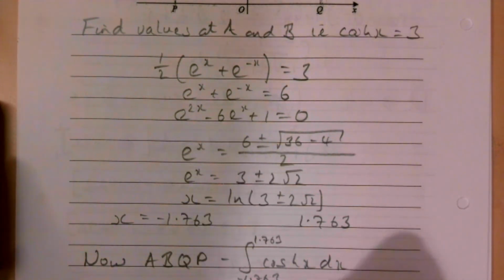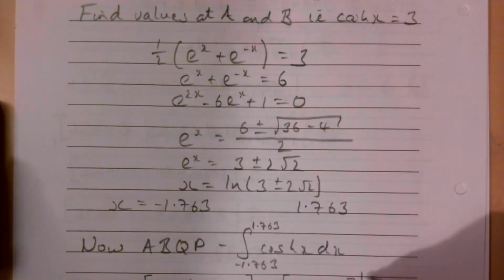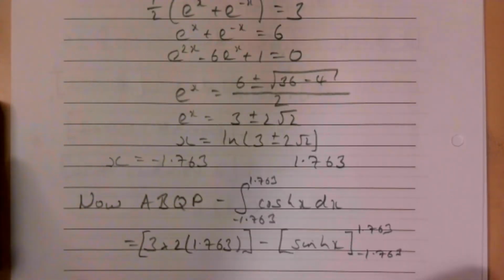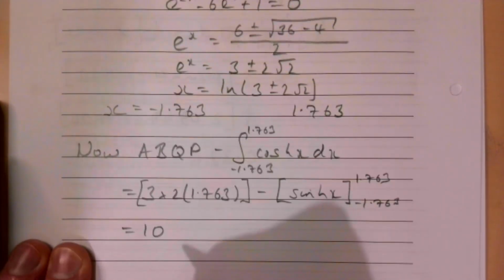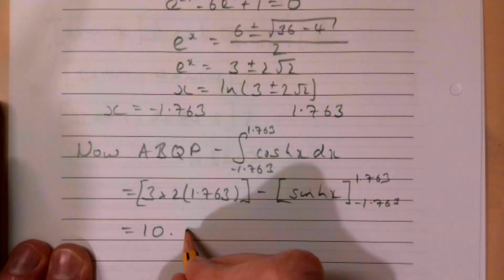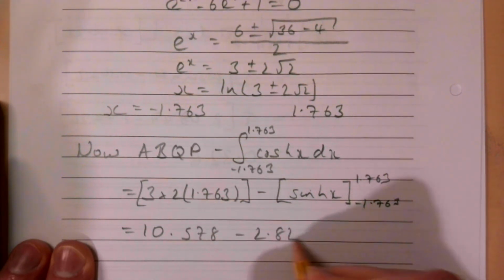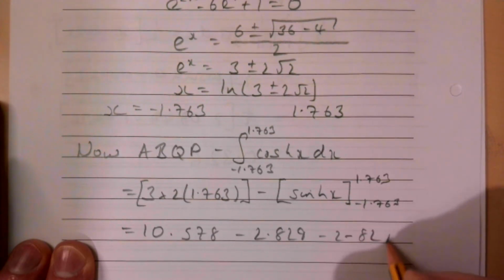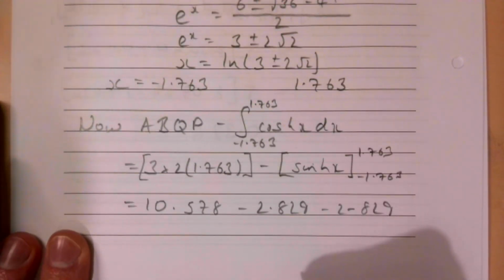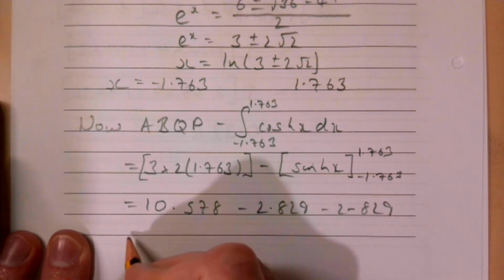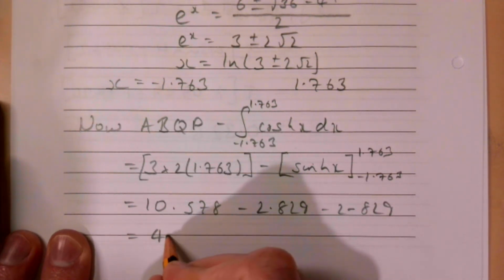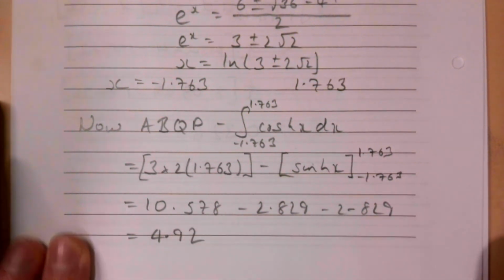Take away, what do you get if you integrate cosh? Of course you get sinh. 1.763 minus minus 1.763. That then gives me 10.578 minus 2.829 minus 2.829. Maybe put that part into your calculator. So the area that we are looking for is 4.92.